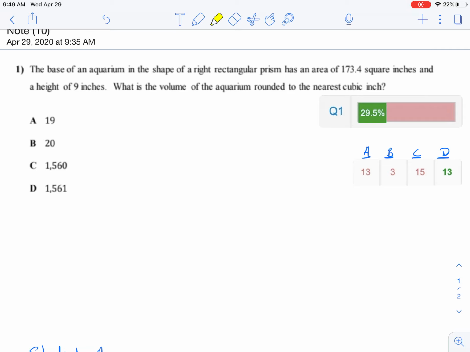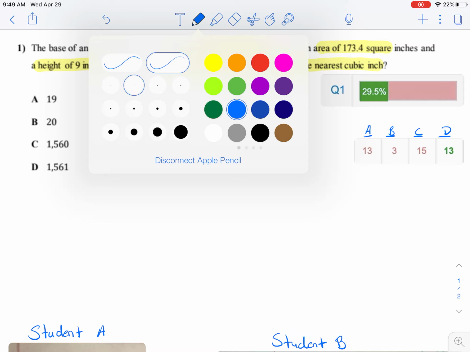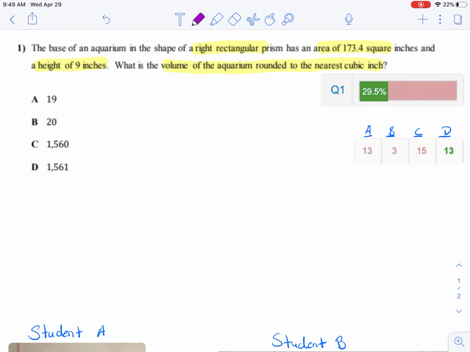The base of an aquarium is the shape of a right triangle or a rectangular prism that has the area of 173 4/10 square inches, and the height is 9 inches. So in your mind, you're thinking, this is important information. Now, it's asking, what is the volume of the aquarium rounded to the nearest cubic inch? The information is pretty clear, so let's make sure we are jotting this down so that we know what we are trying to answer and what we have.